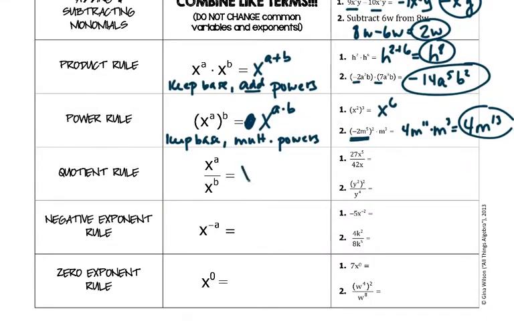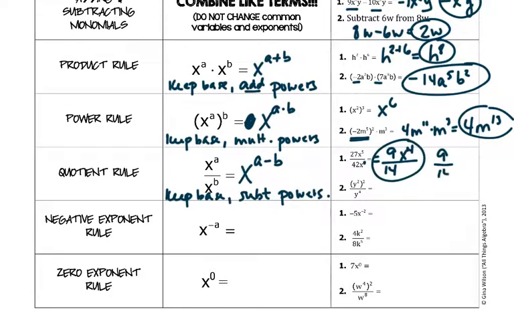Quotient rule, x to the a divided by x to the b. I think you know this. The rule is keep the base, subtract the powers. If it's got coefficients, I'm just going to reduce them. So 3, I think, goes into 27 9 times, where 3 goes into 42. Isn't it 14 times, I believe? Yeah. And then x to the 5th over x to the 1st, 5 minus 1 is 4. I can write my answer like that, or I can write 9/14 x to the 4th.